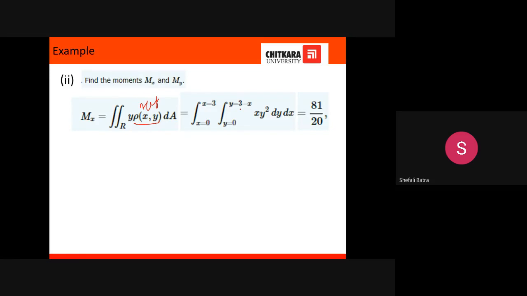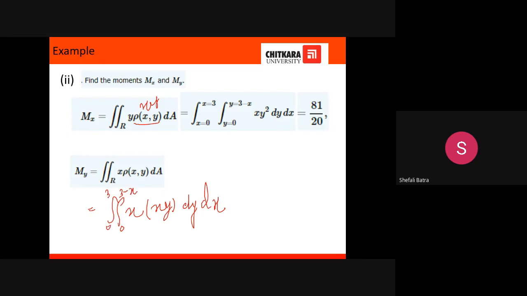Similarly, the moment about the y-axis. Double integration of x rho(x, y) dA. So what will the integral become? Double integration of x, and this rho is what? xy dy dx. We know the limits of y and x because we made the same picture on the last slide, 0 to 3 minus x and 0 to 3. So 0 to 3, 0 to 3 minus x, x square y dy dx, and this would be your answer. Right?